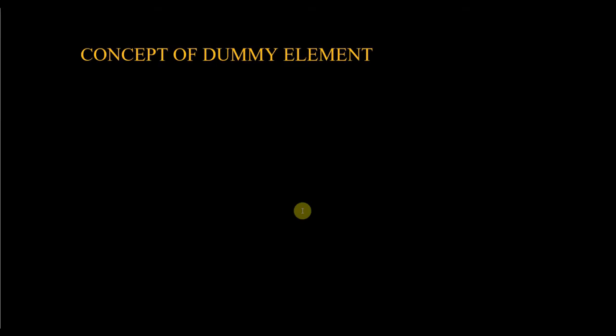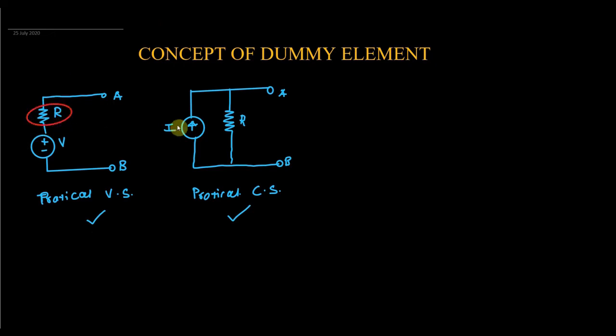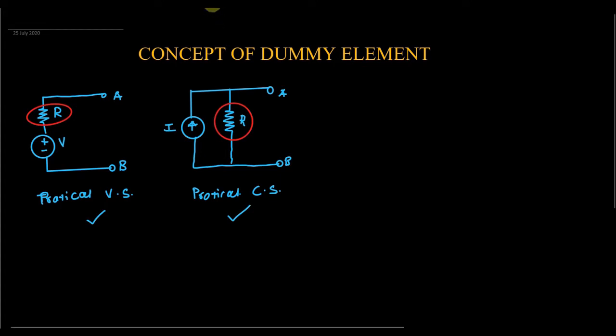Hello everyone. In this video we will discuss the source transformation and the concept of dummy element to solve any complicated electrical network. In case of a practical voltage source, the internal resistance is in series, and in case of a practical current source, its internal resistance is in parallel. So this is the basic rule of the practical voltage source and practical current source.